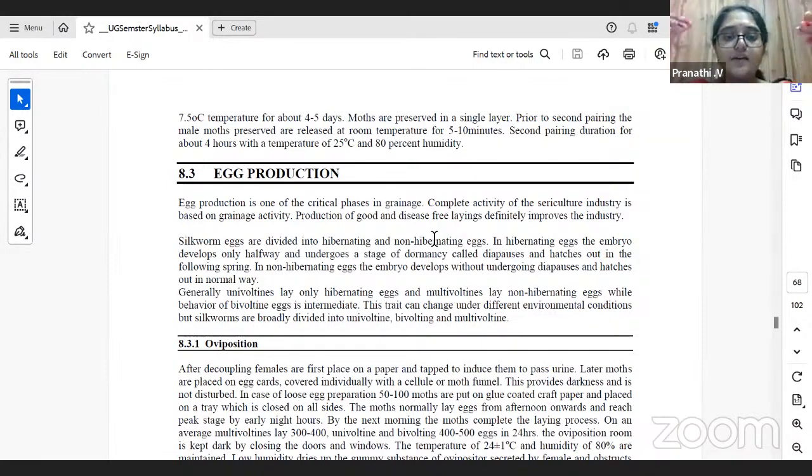Now, silkworm eggs are divided into hibernating and non-hibernating eggs. In the hibernating eggs, the embryo develops only halfway, undergoes dormancy, which is called diapause, and hatches out in the spring.